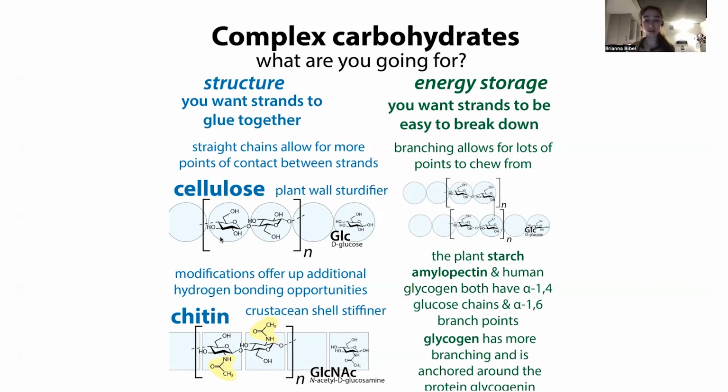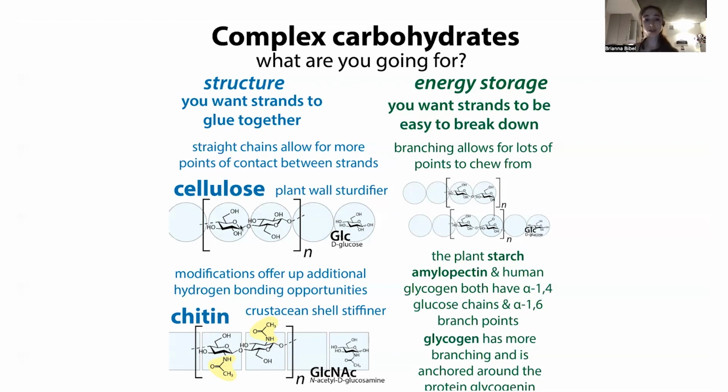An example is cellulose. This is the plant wall sturdifier. It's made up of glucose, and it's attached in such a way that it's going to be linear. This is going to allow lots of points of contact between the two strands. Lots of contact, but what if you want to make things even sturdier?